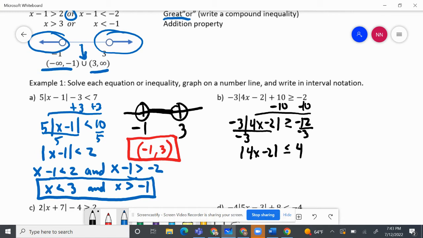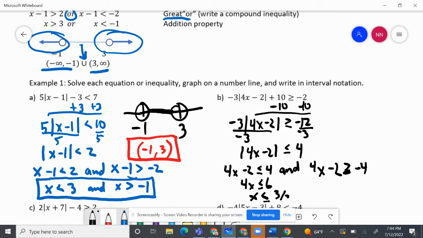Now, once the absolute value is by itself, we write our two inequalities. 4x minus 2 is less than or equal to 4. And once again, it's an and statement, less than. And then we have 4x minus 2 is greater than or equal to -4. I'm going to add the 2, and that gives me 4x is less than or equal to 6. When I divide by 4, I get x less than or equal to 6 over 4, which reduces to 3/2.